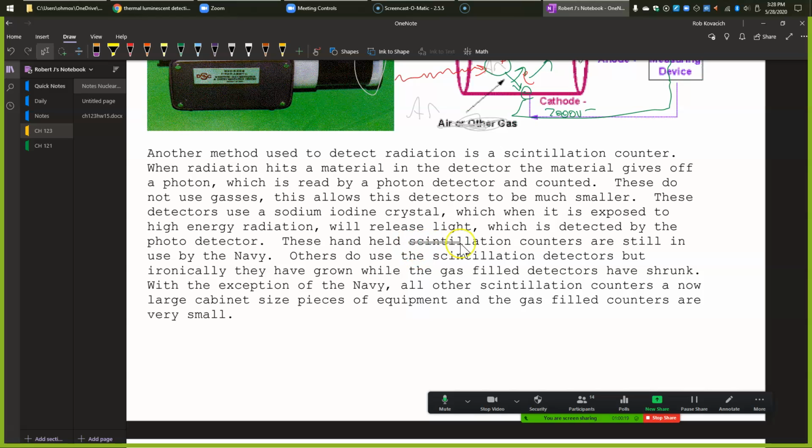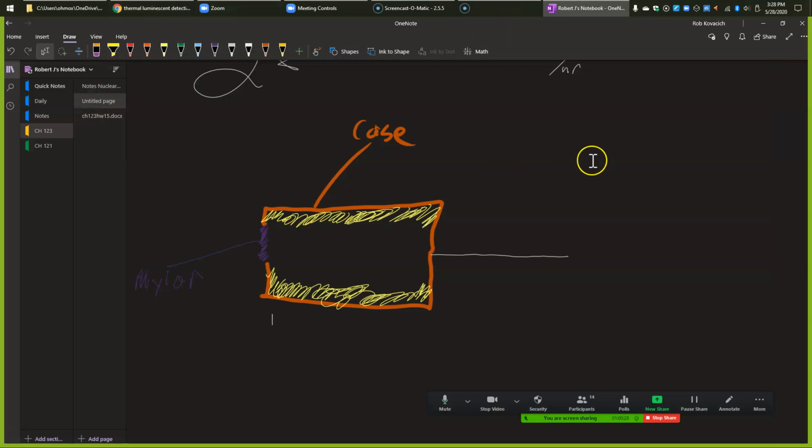So the one we're talking about now is called the scintillation detector. Does anyone know what that word means? Insulation. Scintillation. In a chemistry sense, it just means a light-producing substance.